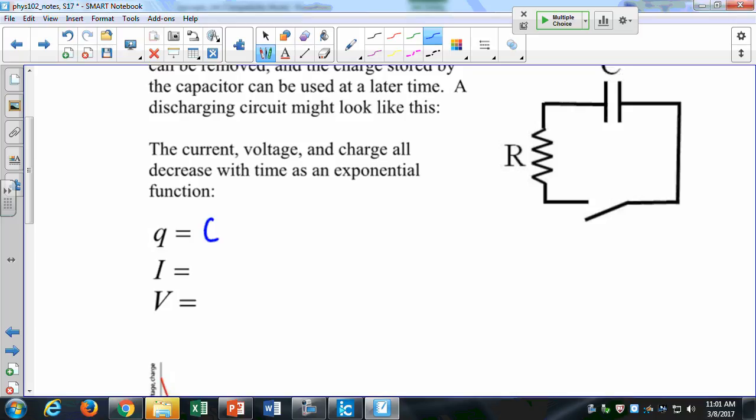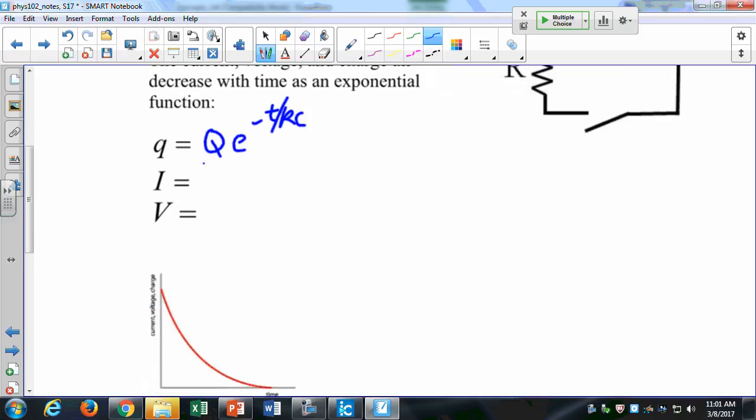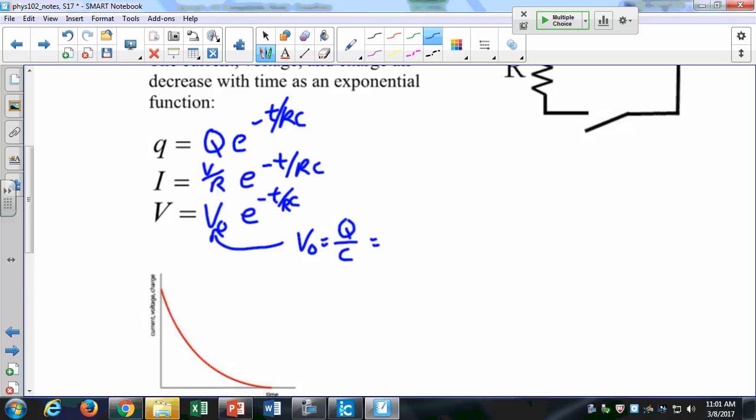They look like this. Q is equal to Q naught times e to the minus t over RC. I is equal to V over R times e to the minus t over RC. And then the voltage is the initial voltage times e to the minus t over RC. This initial voltage is equal to Q over C, or you can think of it as the voltage of the battery. The battery is what puts those charges on that capacitor, so the capacitor has this voltage, which is equal to the voltage of the battery. But it decays with time.